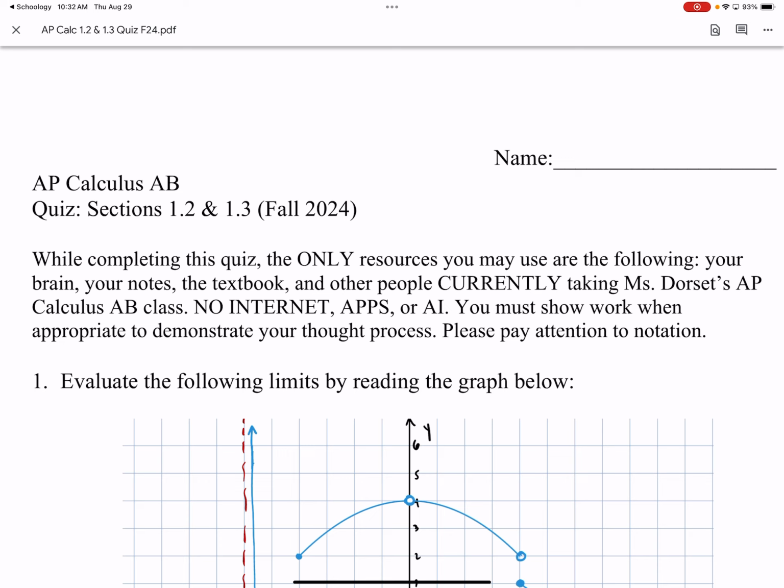Julian: Can we use Dorset if we're here during office hours? No. But great question. I'm glad you asked. I will still answer questions about the 1.3 practice or problems from the notes or textbook. So problems that are not on the quiz, I will still answer questions about, but you can't go ask the teachers that are in math. They have to be in my class, so any of my sections in my class.